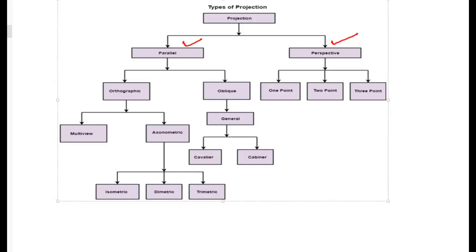In parallel projection we have parallel lines, and in perspective the lines converge to a point; we'll discuss that. In parallel we have orthographic or oblique, and in orthographic we can have multi-view or axonometric, which is itself isometric, dimetric or trimetric. In oblique we have general, cavalier or cabinet, and in perspective we have 1 point, 2 point, or 3 point. Now we need to discuss them one by one.